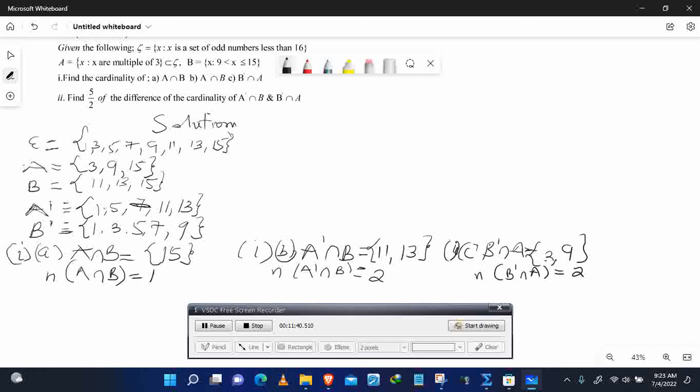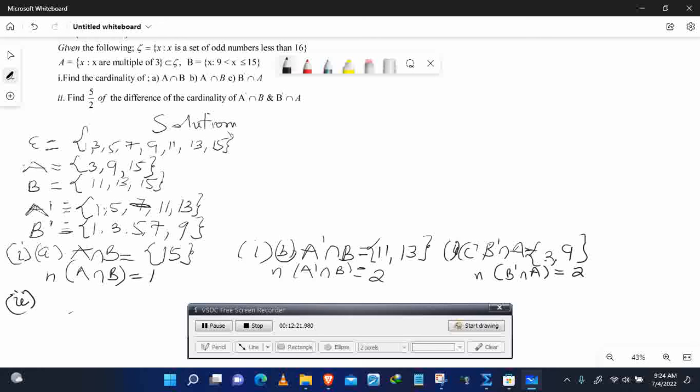Next thing is we find question I. By solving it, we see that we have 5 over 2 times the difference of the cardinalities. When we talk about difference, the word difference in math means subtraction. It means subtracting between two values. So what do we subtract here? We have the cardinality of A complement intersection B, which is 2, and then B complement intersection A, which is also 2.